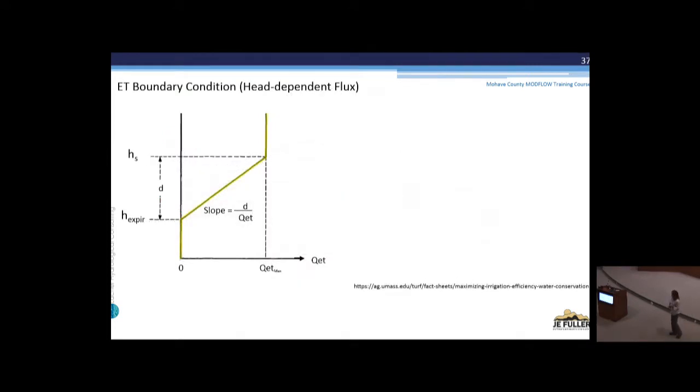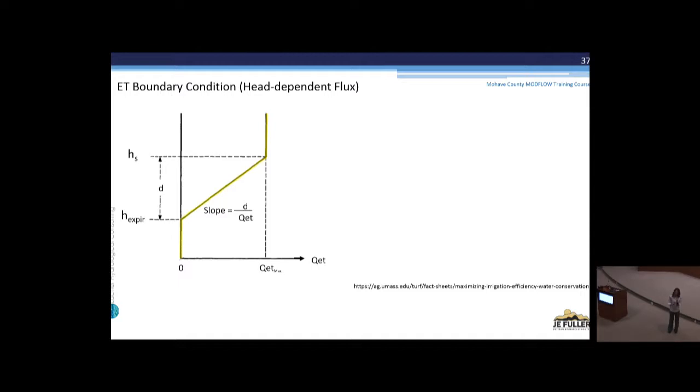One boundary condition, it's one of my favorite ones, and it's also one of the most frequently used and maybe poorly understood. So I think it's worth a little extra time to talk about it. And that is the ET, evapotranspiration boundary.